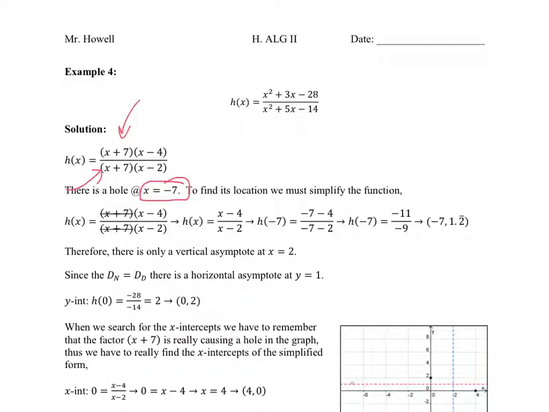To find the location, then, we have to simplify this. So cancel these and write the reduced one, x minus 4 over x minus 2. Then take the negative 7 and plug it in here. So do h of negative 7: negative 7 minus 4 over negative 7 minus 2, giving us negative 11 over negative 9, which is 1.2 repeating. So there is the location and the height of the hole.